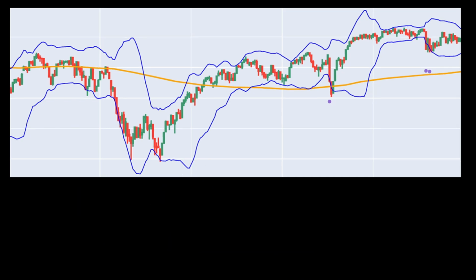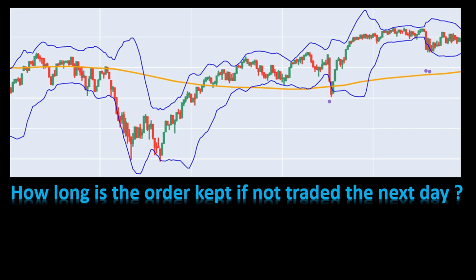Okay, before moving on to the coding part, there are 4 crucial details I would like to mention, and these will be solved while we are writing our code. First one is, how long do we keep the order untraded on the market?